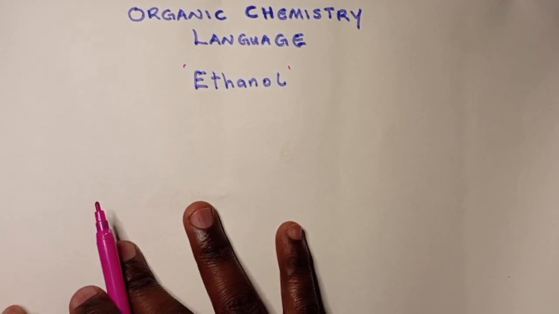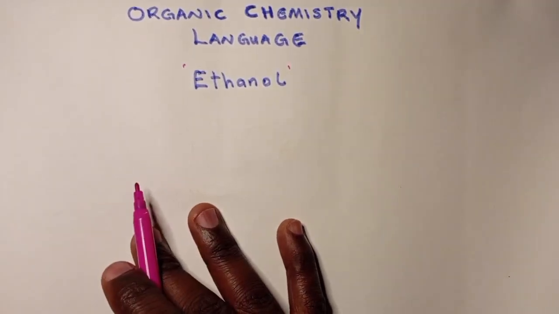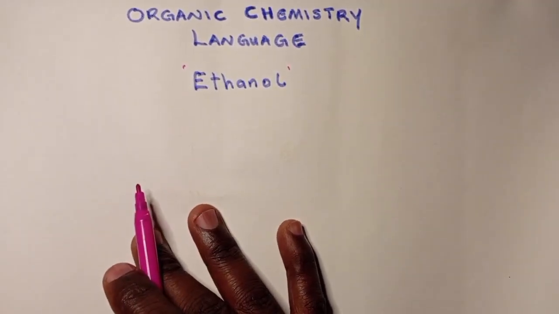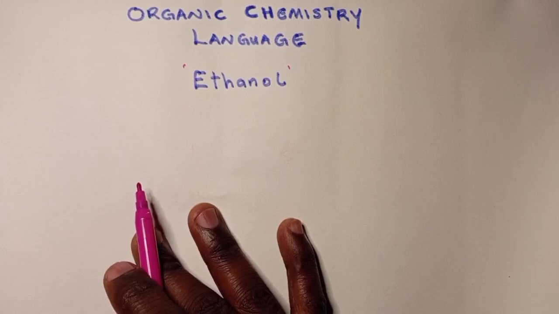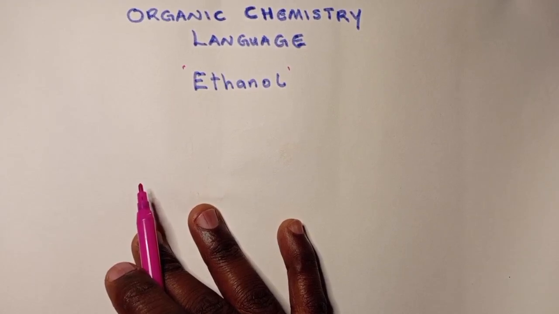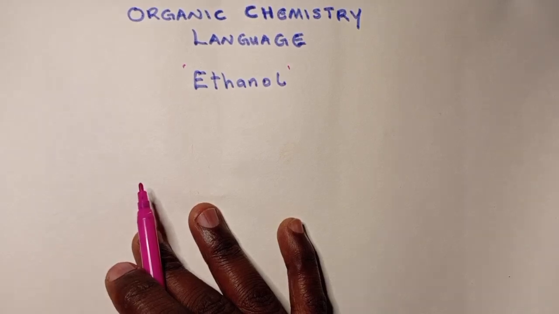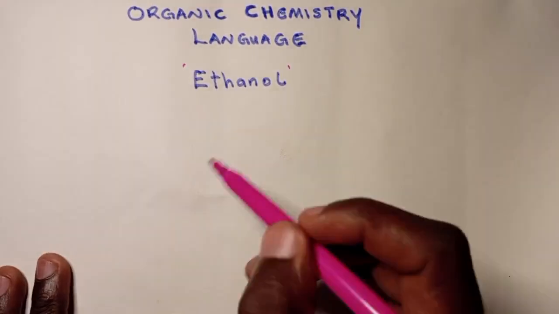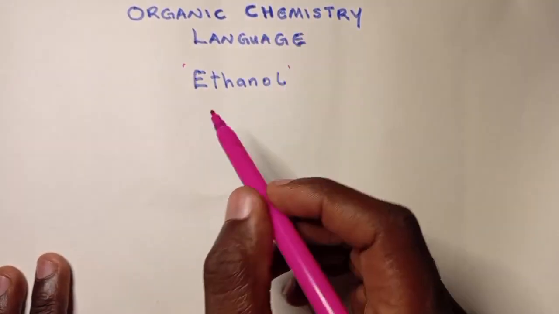How am I knowing that this thing has got two carbon atoms? How do I know that this thing belongs to the homologous series called the alcohol family? How do I know that it has single bonds? How do I know that the functional group is an OH? And this is why we want to understand in this video the organic chemistry language.